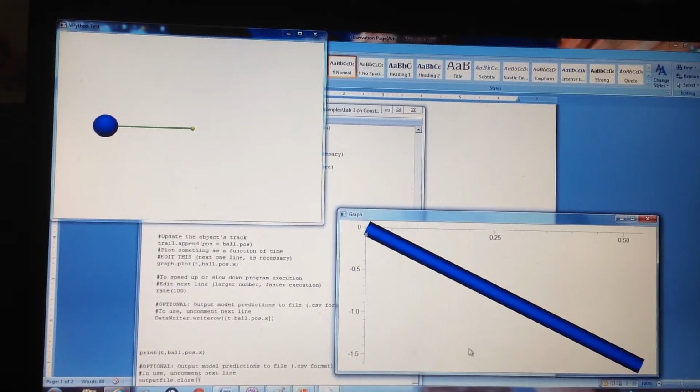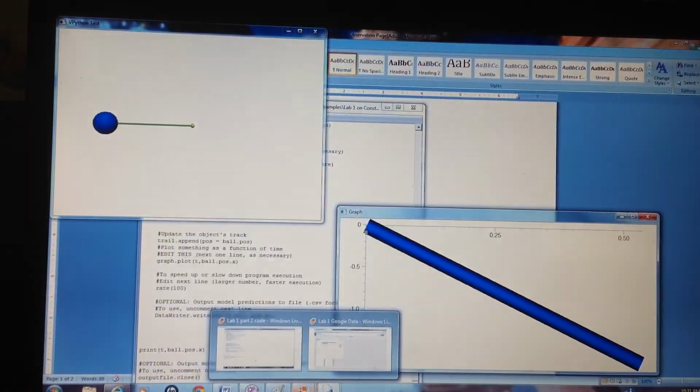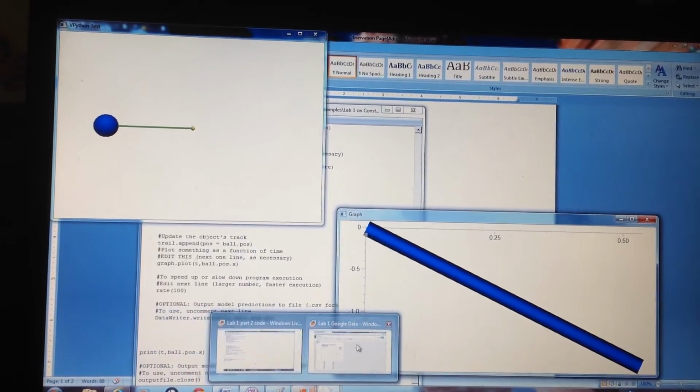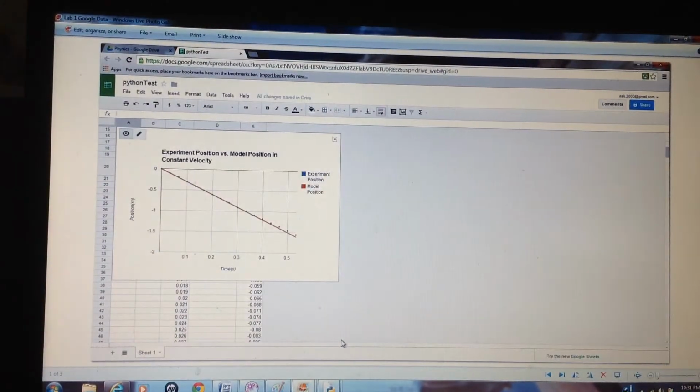Finally, after taking the data from Tracker and from Python, I went into Google Spreadsheets and created this graph. As you can see in this graph, there's a slight discrepancy between the experiment position and the model position. There could be several reasons for this difference. For one, the ball's mass was very small, and I rolled it on carpet. So friction would have affected its speed and velocity effectively, and it would have made a large difference.